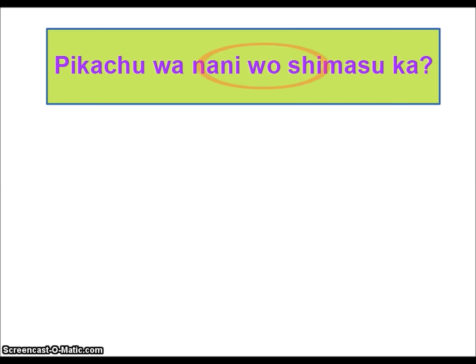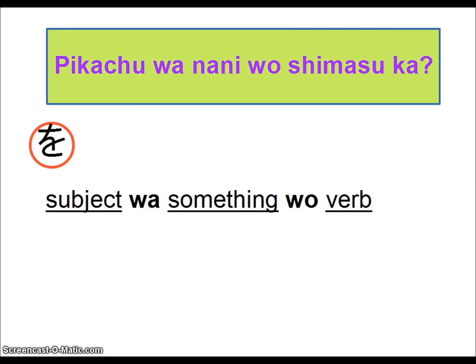Pikachu wa nani o shimasu ka? Why did I have that o? That's kind of weird. We haven't talked about that yet. So this o in Japanese is this hiragana that perhaps you may have seen before and thought, whoa, that's really weird looking and complicated to draw, and I never ever hear anybody use it. So that's because it's primarily used in this situation. The Japanese form that we're using is subject wa something o verb. This is the standard form.